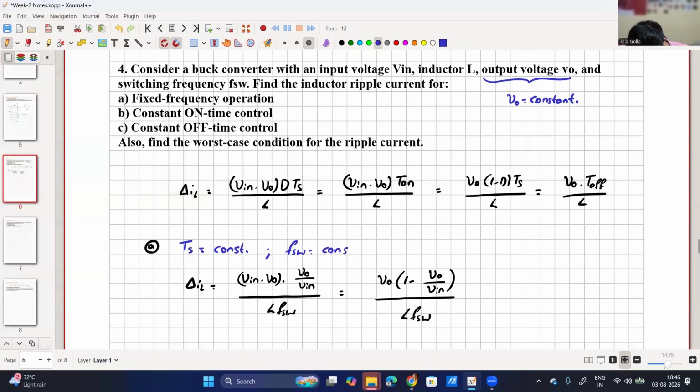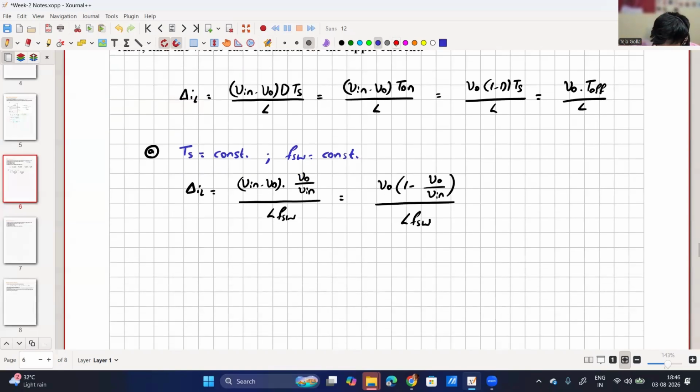So when will the inductor current ripple be maximum? At the maximum input voltage or minimum input voltage? Maximum input voltage. Yes, very good. Delta IL will be maximum at maximum input voltage, because if V in is maximum, V0 by V in will be minimum, so 1 minus V0 by V in will be maximum. We have discussed this last week. For a buck converter in fixed frequency operation, for a regulated output voltage, delta IL is maximum at maximum input voltage. So whenever we are designing an inductor for this case, we have to choose maximum input voltage.